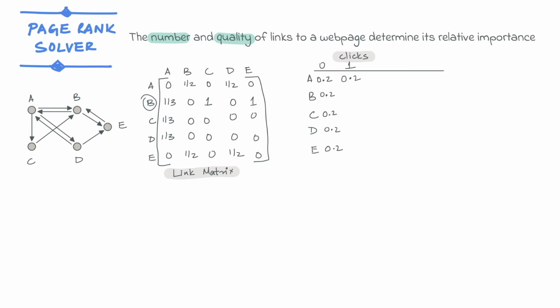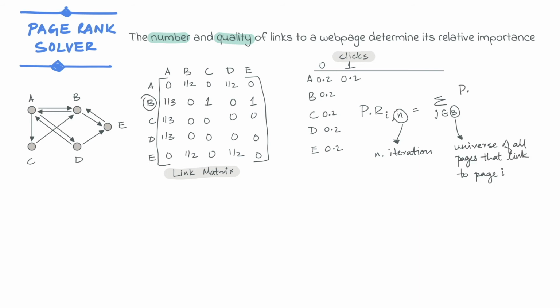We can generalize this as follows. The PageRank of a page I for the nth click or iteration is the sum of all the PageRanks of pages that have links to page I for the previous iteration, divided by the number of links in each of these pages. Let's fill out a few more iterations.